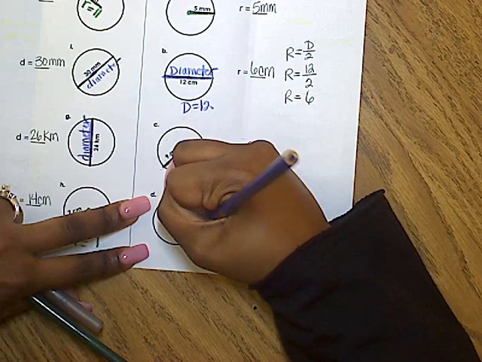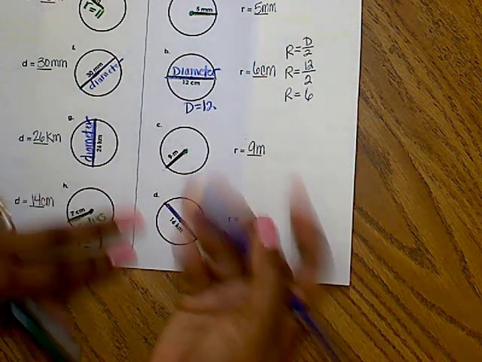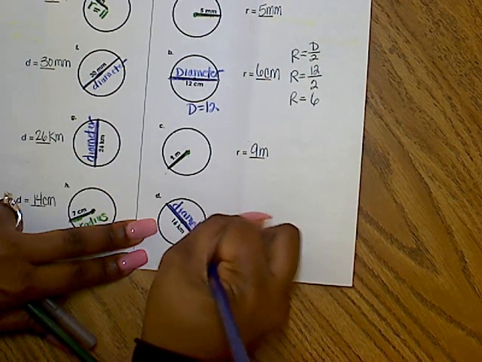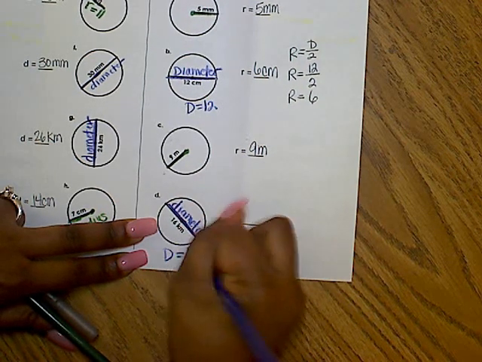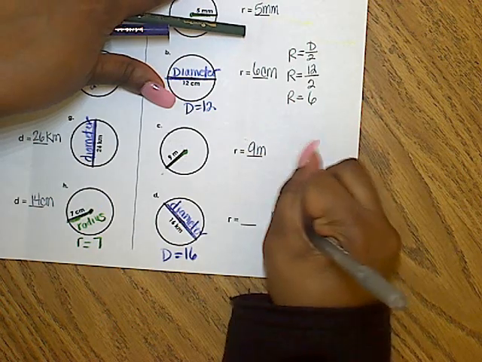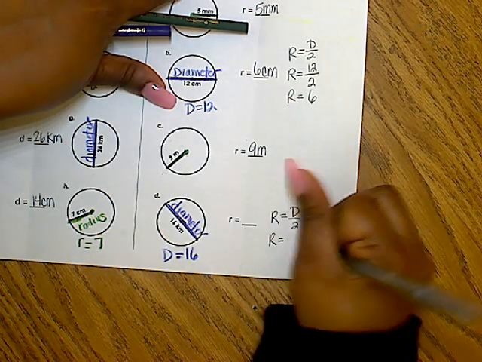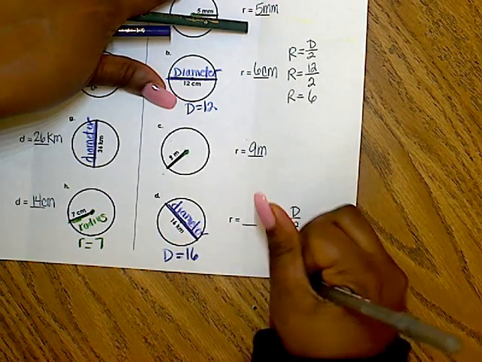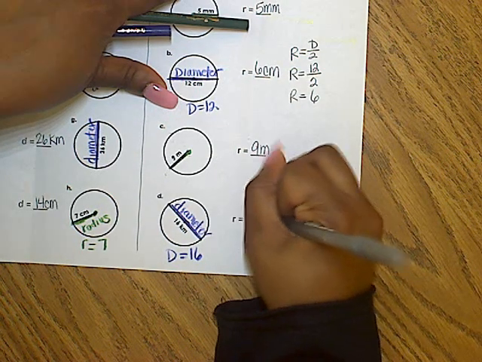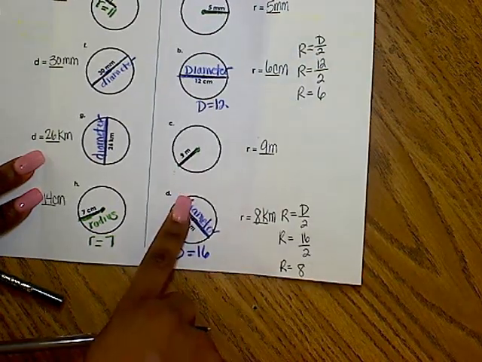Goes all the way across. And because this is our diameter, we know we need half of it. So we know D equals 16. We're looking for radius, so we got to write our formula. Radius equals D divided by 2. D is 16. We want to divide 16 by 2. R equals 8. I'm going to make sure we put our units, 8 kilometers. And we know this because radius is half of the diameter.